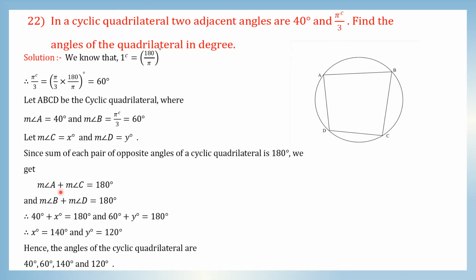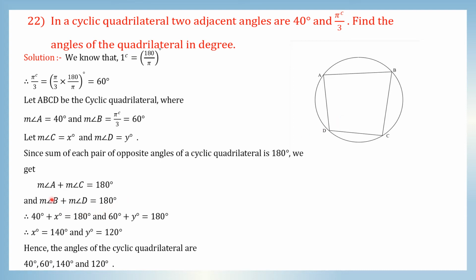Therefore, we get measure of angle A plus measure of angle C is 180 degree. Here the addition of these two angles is 180. Also, measure of angle B plus measure of angle D equal to 180 degree. Also, the addition of these two angles is 180 degree.